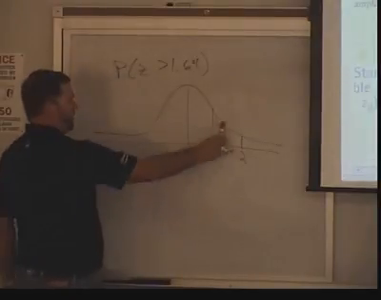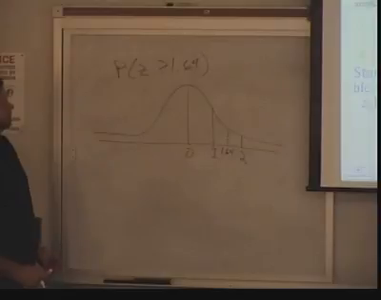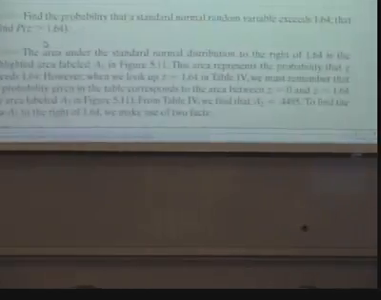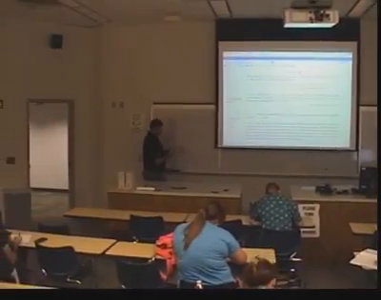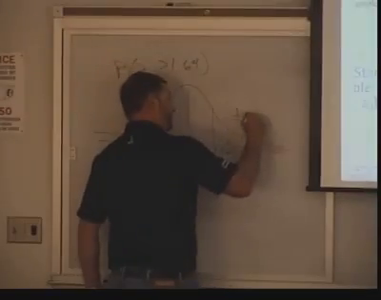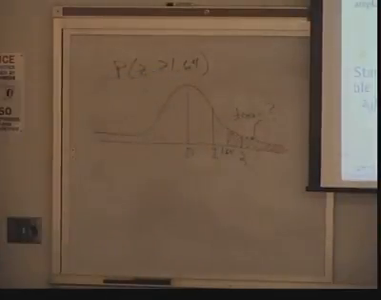So does it want the area to the left of it or to the right of it? To the right, z greater than. So it wants this area out here. What's my area? Right there. All right.